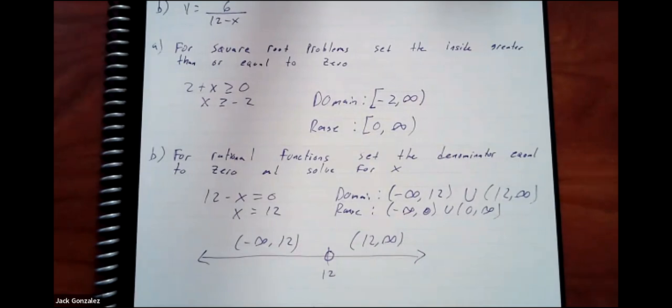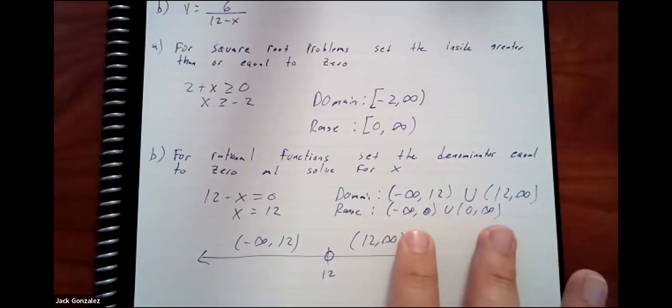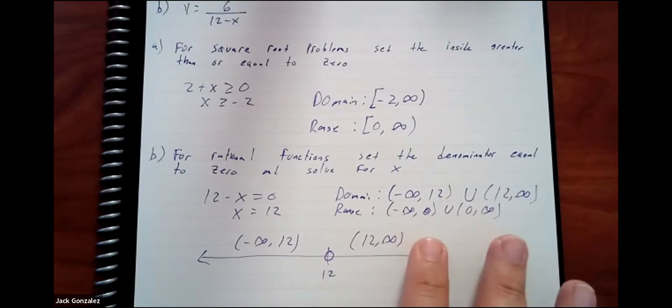Yeah, for rational. When you have a rational function, you have to set the bottom to 0 and then work around for domain. Range will always be this type of rational expression will always have this type of range. If there's no x on top. Okay.